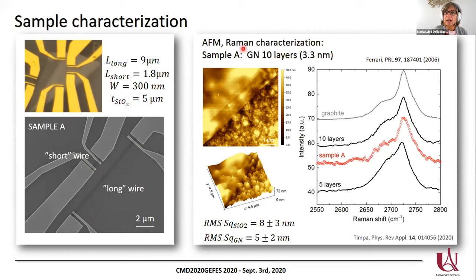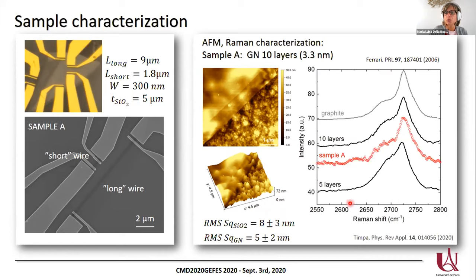We also analyzed the sample by AFM and Raman spectroscopy. So this is an AFM image. I have to say also that the silicon oxide has been grown by PECVD in our clean room, and so we find by AFM that this is quite a rough surface. You can see clearly the flake of multilayer graphene and also the different layers appearing. The roughness is reduced when we go onto the graphene layer, and this does not allow us to measure the thickness by AFM.